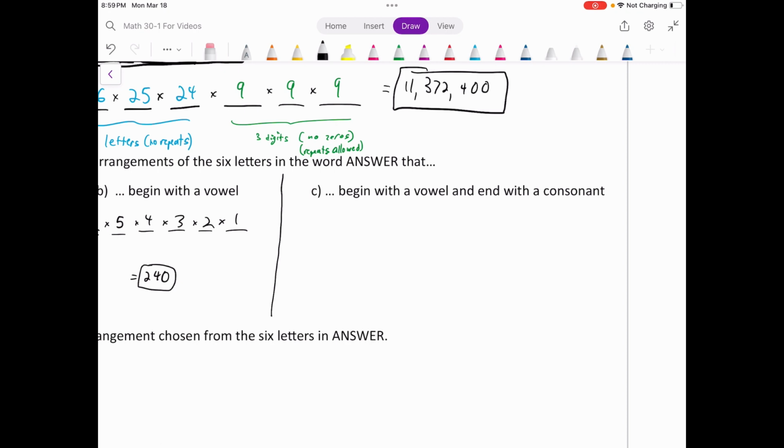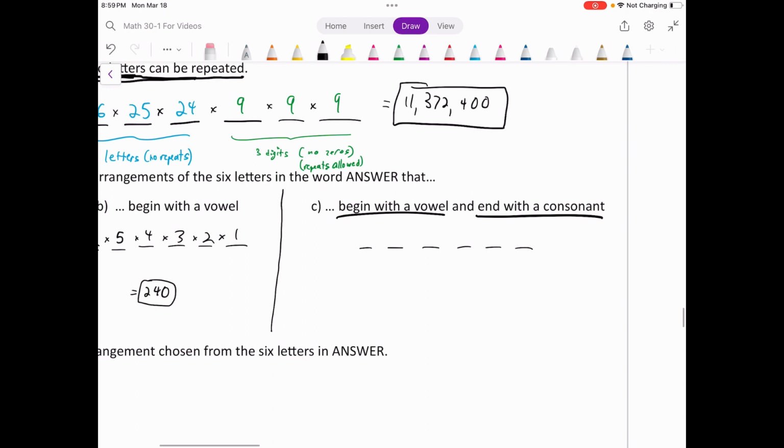All right, begin with a vowel and end with a consonant. So let's look at this. We've got 6 spots, so to speak. Okay, I'm going to deal with the restrictions first. So it must begin with a vowel. There are 2 vowels in this word, A and E. So I have 2 options for my first spot. There's 2 ways to start this with a vowel. So when doing the fundamental counting principle, right, if there's P ways to do one thing and Q ways to do another, there's P times Q ways to do both. 2 ways to choose a vowel, so I'm going to have to multiply whatever's in here by 2.